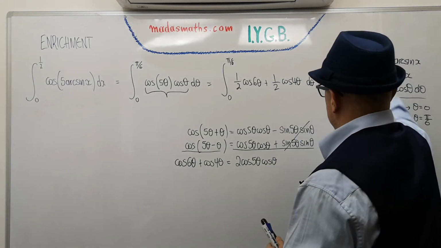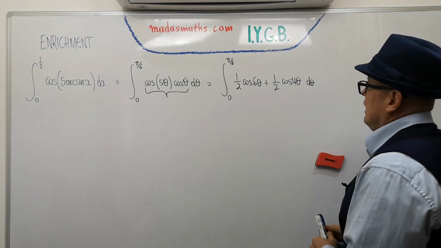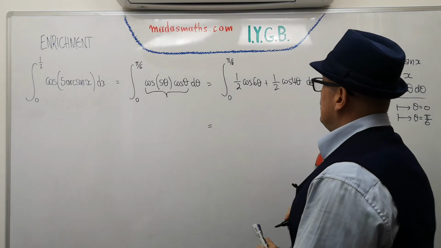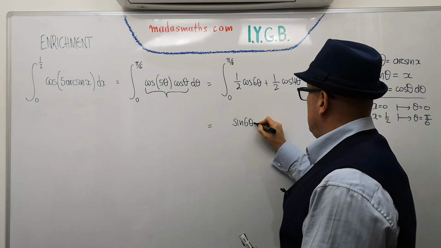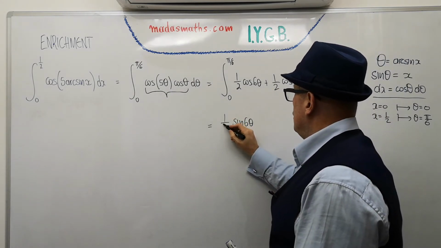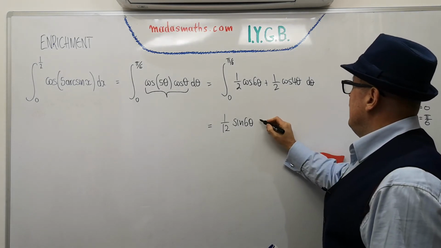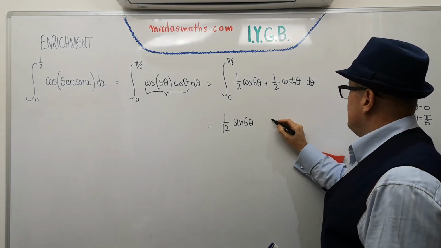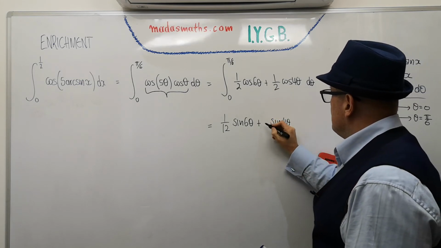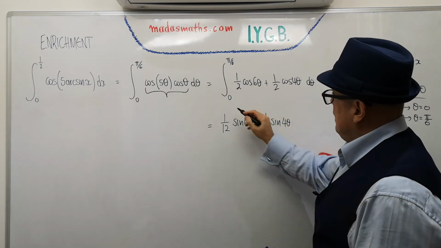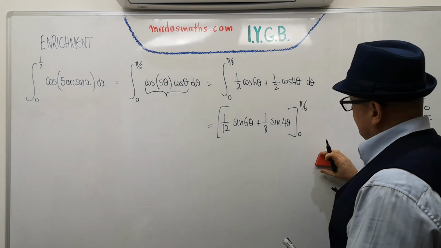And let's clear the board. We don't really need this anymore. Very easy integration from here. So we get a sine of 6 theta with 1/12 in front of it. I don't need to adjust signs, plus or minus, for this particular one. And this comes from the differentiation of sine of 4 theta. We need the quarter, obviously, so that's going to be 1/8, between the limits of 0 and pi over 6.